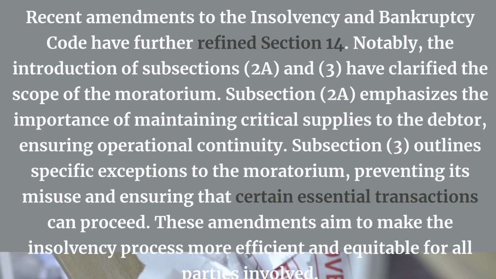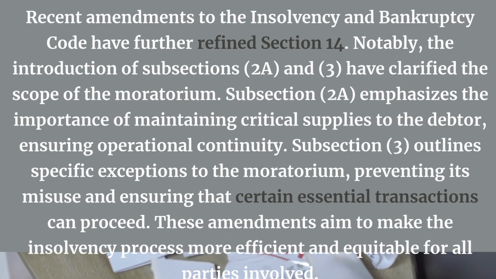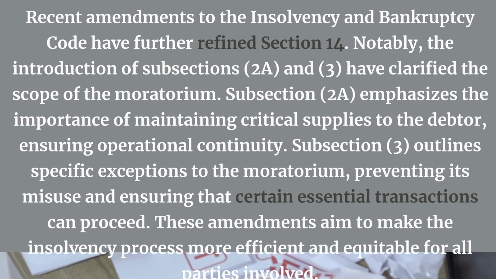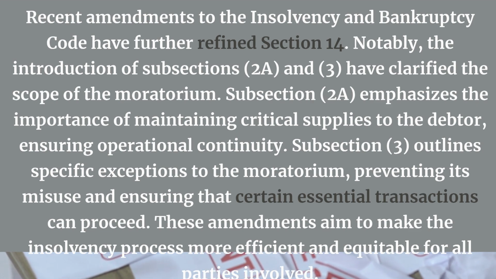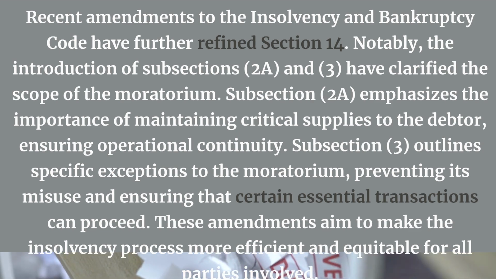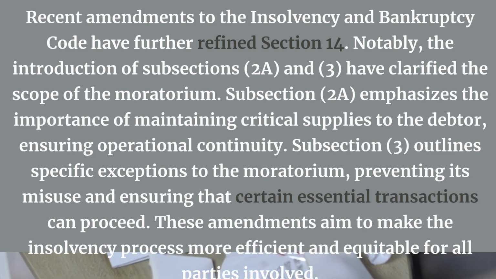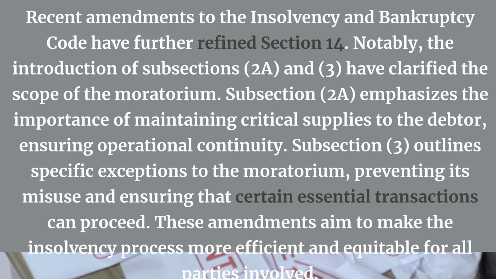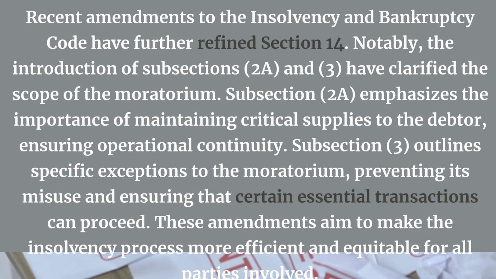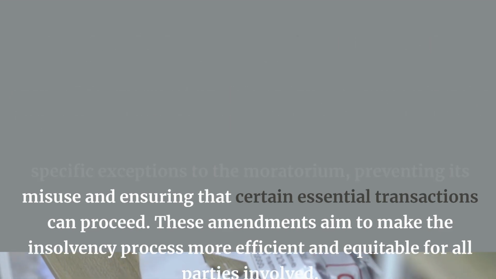Recent amendments to the Insolvency and Bankruptcy Code have further refined Section 14. Notably, the introduction of subsections 2A and 3 have clarified the scope of the moratorium. Subsection 2A emphasizes the importance of maintaining critical supplies to the debtor, ensuring operational continuity. Subsection 3 outlines specific exceptions to the moratorium, preventing its misuse and ensuring that certain essential transactions can proceed. These amendments aim to make the insolvency process more efficient and equitable for all parties involved.